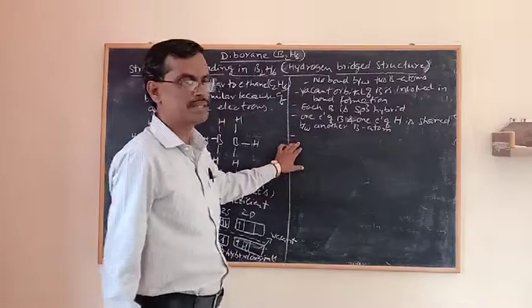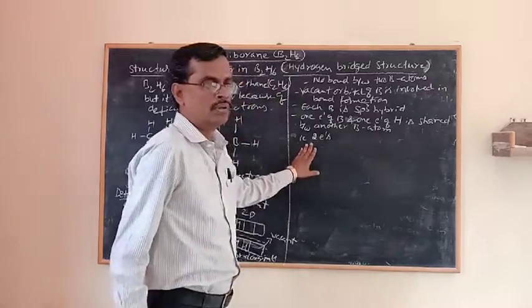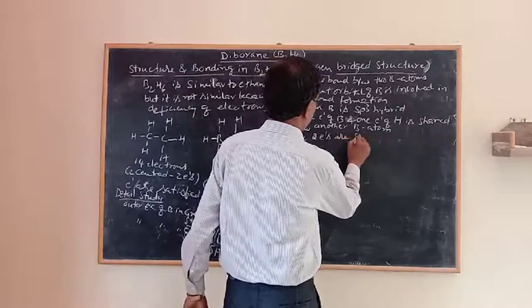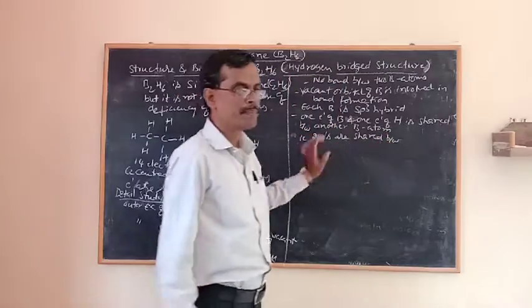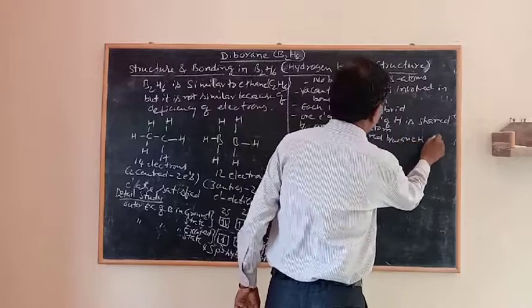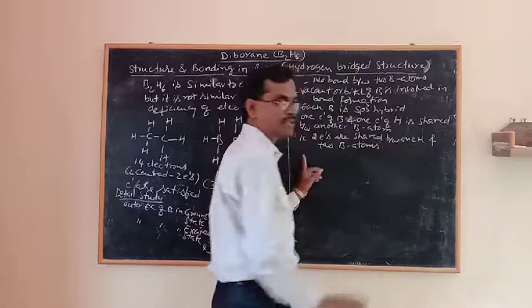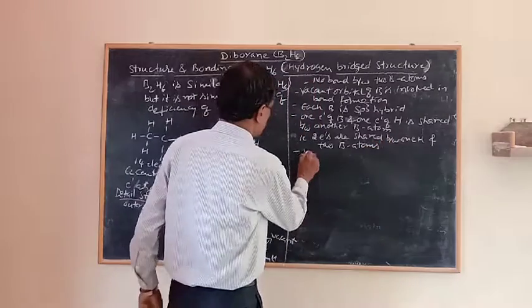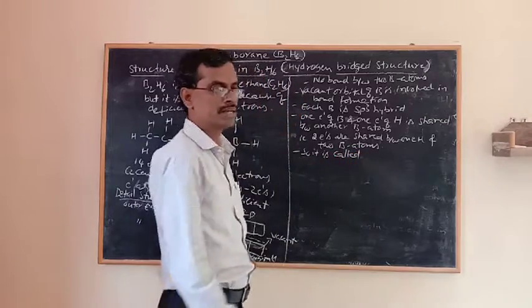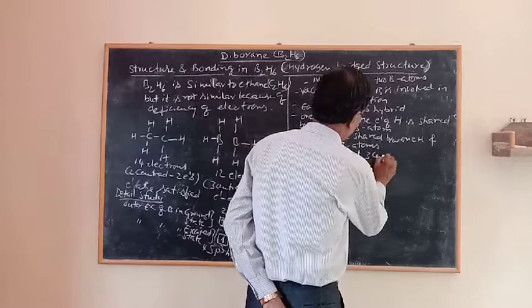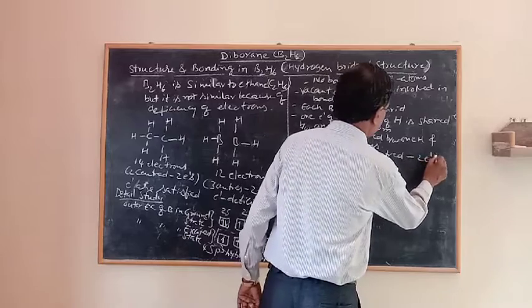So because of this you can write this as, that is, 2 electrons are shared between 1 H and 2 boron atoms. Because of this only you can call this as 3-centered. 3 centers means boron, hydrogen, boron, and 2 electrons bond.